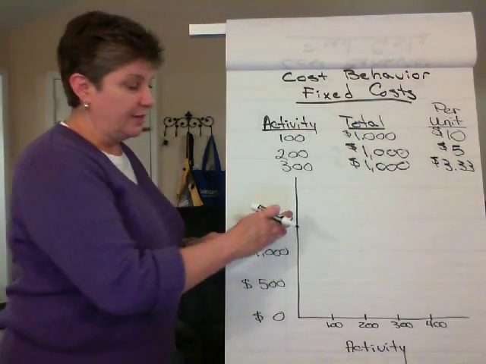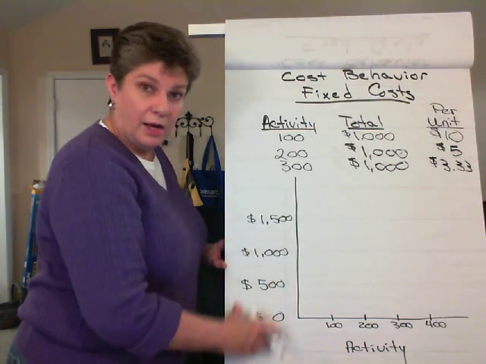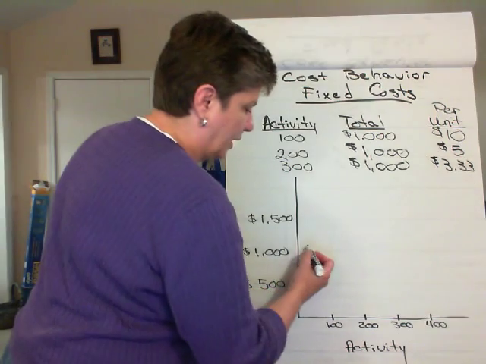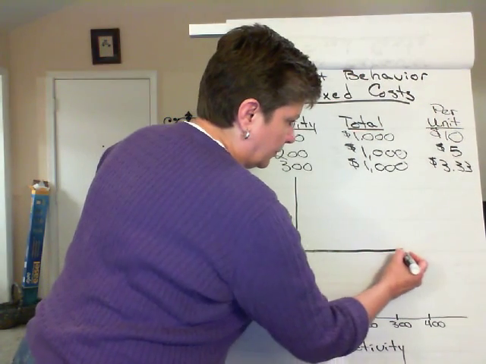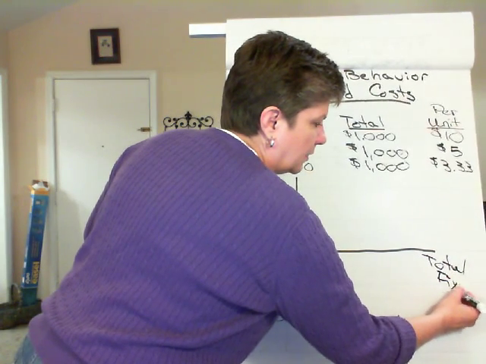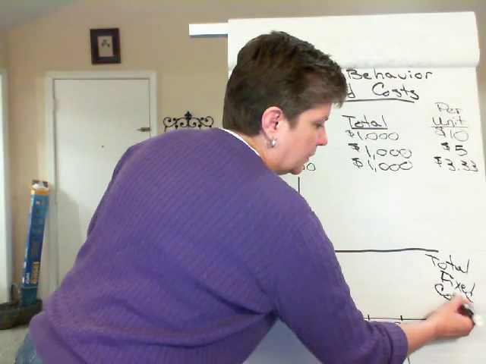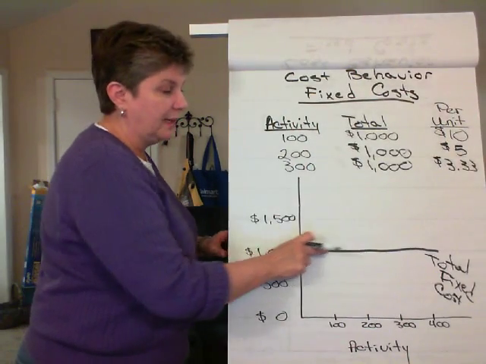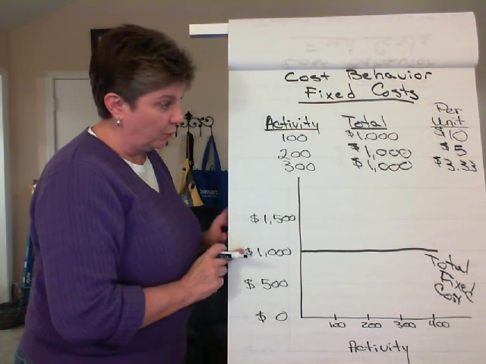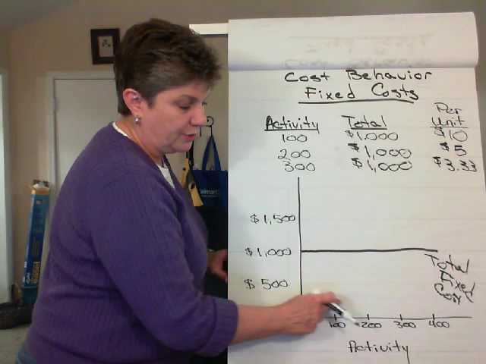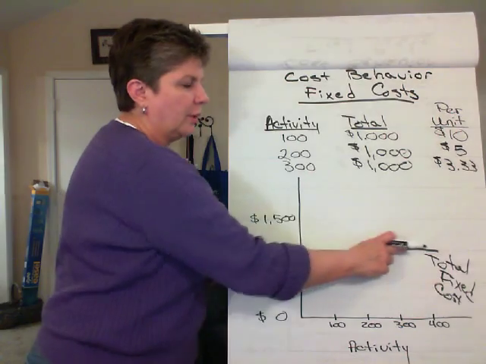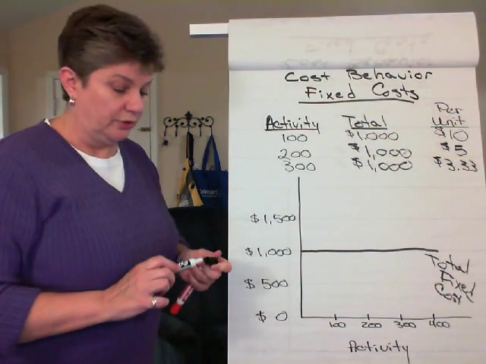Now, if we graph this with total cost or cost on the vertical axis and activity on the horizontal axis, this is what our total fixed cost line will look like. It looks like a straight line out from the $1,000 total cost for the month. So it didn't matter whether we produced 100 or 200 or 300 or 400 in this relevant range, we were still going to incur $1,000 worth of cost.